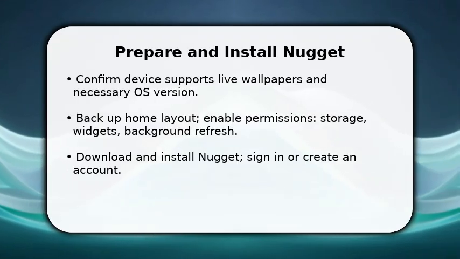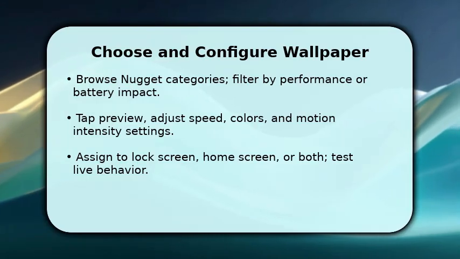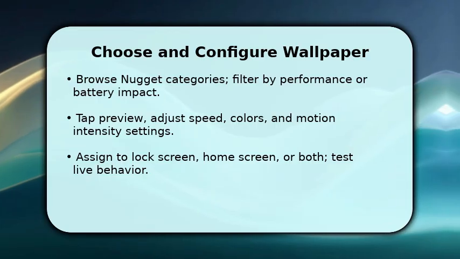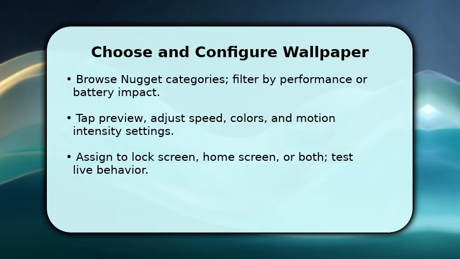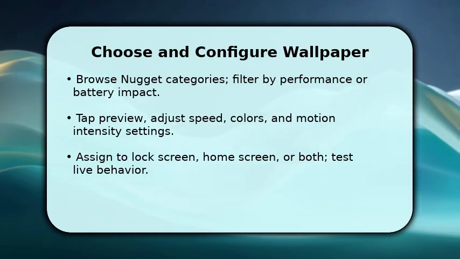You now pick the live wallpaper you want from Nugget's library, filtering by performance or battery impact to match your device. Once you find a preview you like, tap it and tweak parameters such as motion speed, color palette, and motion intensity so it feels native to your phone.